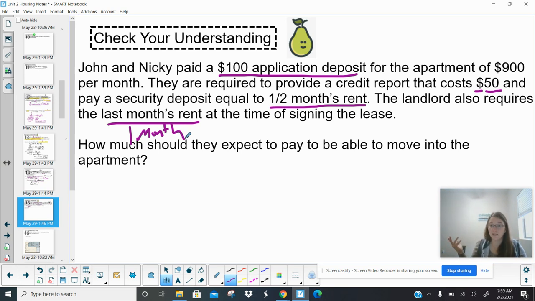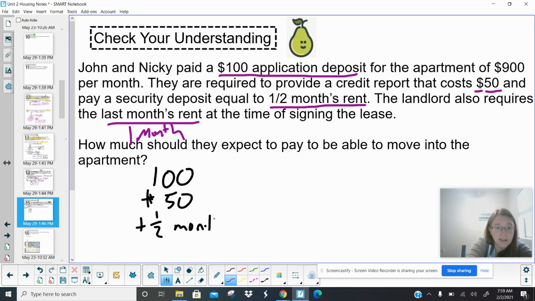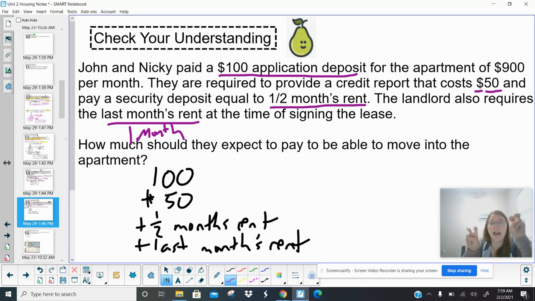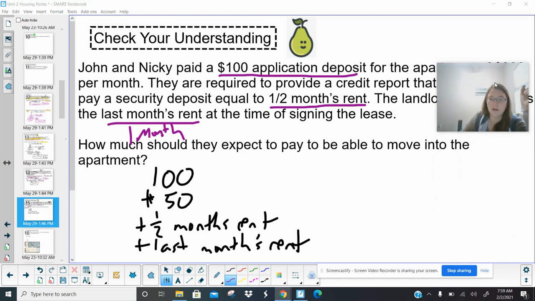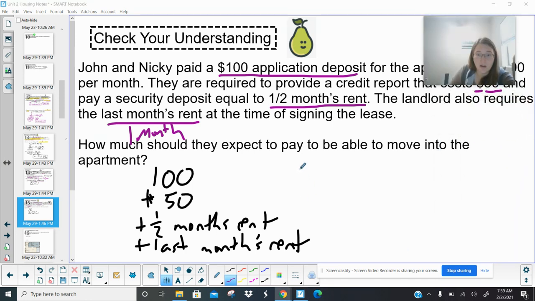It depends on the place. You'll have to do your research if you are applying to an apartment. All of the apartments' fees are different. So I'm going to list this out. We have the $100 application deposit. We have the $50 credit. We have half of a month's rent. And we have last month's rent, which ends up just being 1 month. Don't get confused about last month. It just happens to be whatever your last month's rent is. So we already have the 100 and the 50, we need these two.